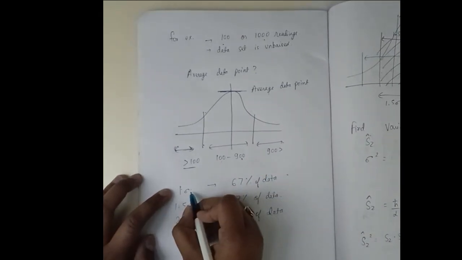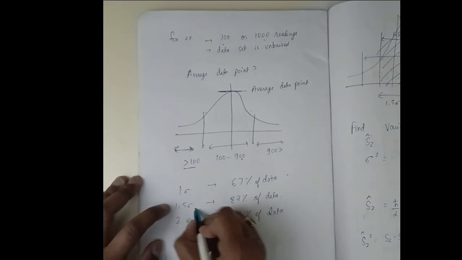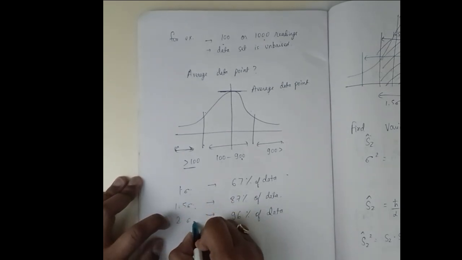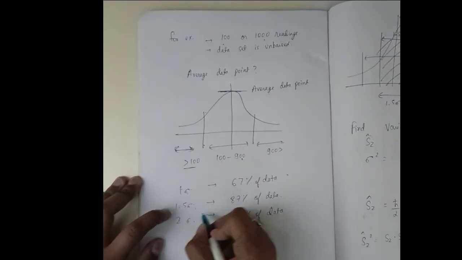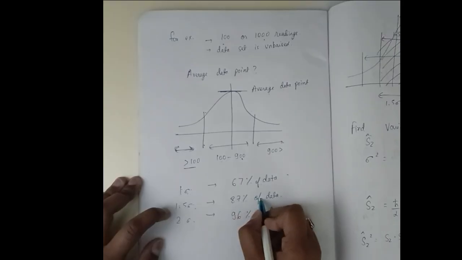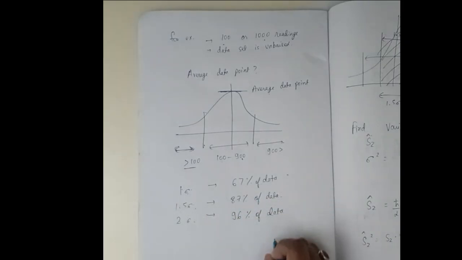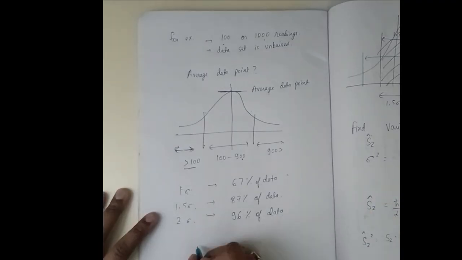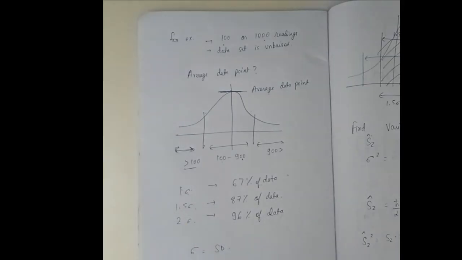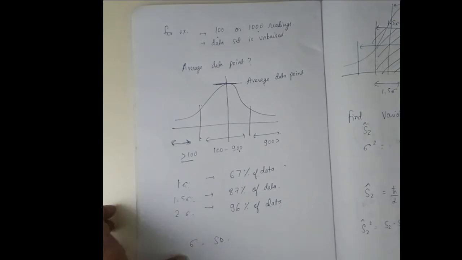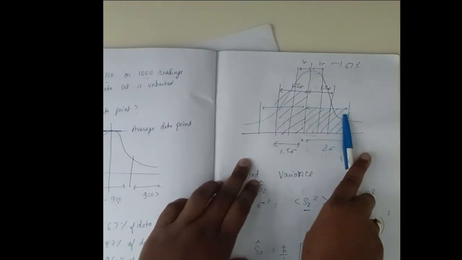Now we know that for 1 sigma the data is 67%, for 1.5 sigma it is 87% of data, and for 2 sigma it is 96% of data. Now what is sigma, and what are 1.5 and 2? Sigma is the standard deviation, and saying 1, 1.5 and 2 is the standardized way we can understand it.